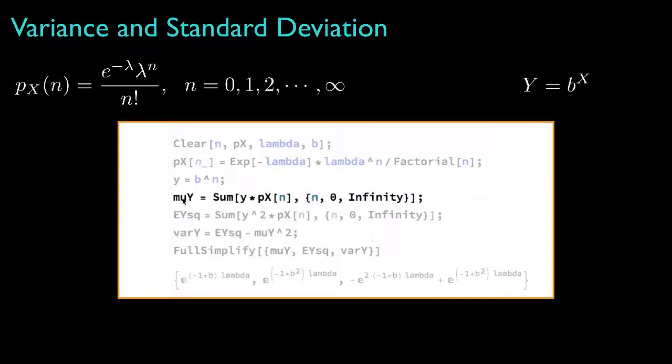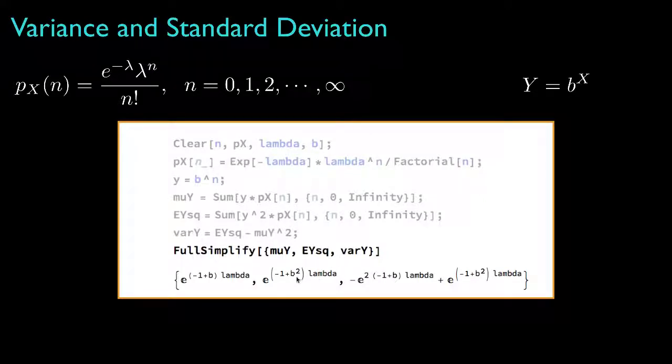The expected value for y, then, is the sum of all of the values that y takes for each index in the range for x times the probability that x takes those values, and then we sum over the range. Second moment, we do the same with y squared, and then the variance is the second moment minus the first moment squared. Then if I want to see each of those expressions for the mean, the second moment, and the variance, I find that the mean is e to the power of, well, b minus 1 times lambda. The second moment is e to the b squared minus 1 times lambda. And then, of course, the variance is the second moment minus the first moment squared.